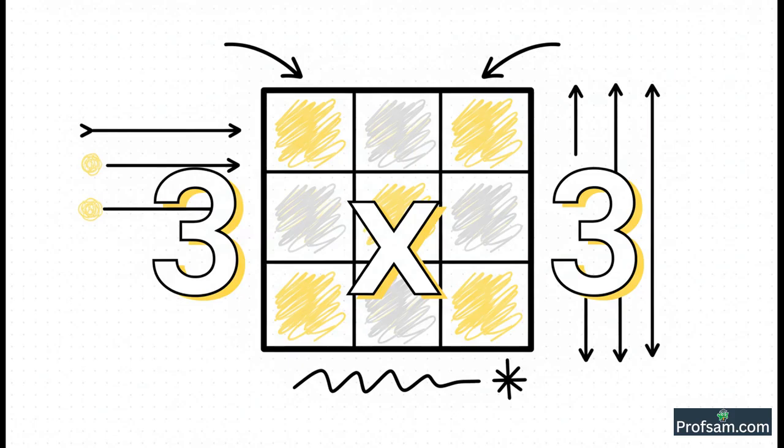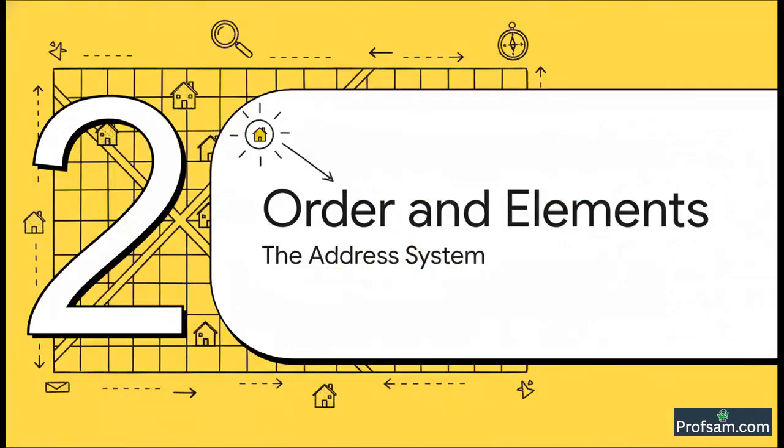And this is super important. The number of rows always comes first, always rows by columns. All right, now let's see how we can pinpoint any single piece of data inside the matrix.